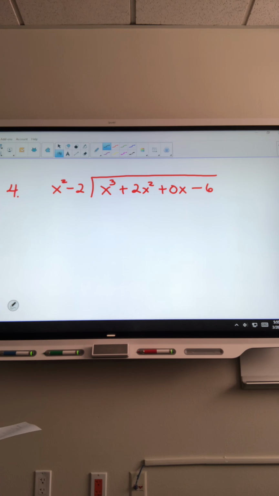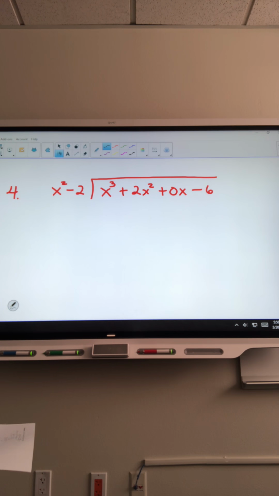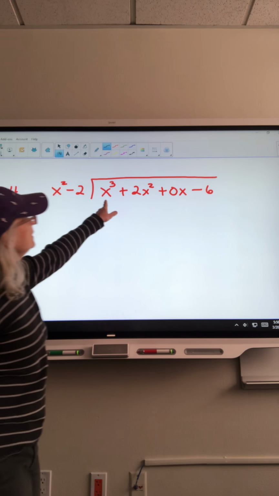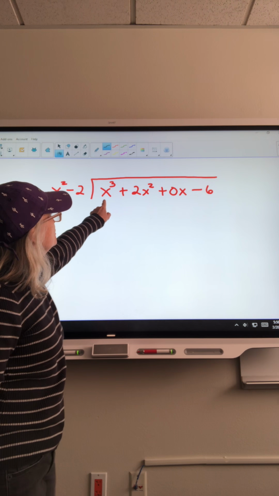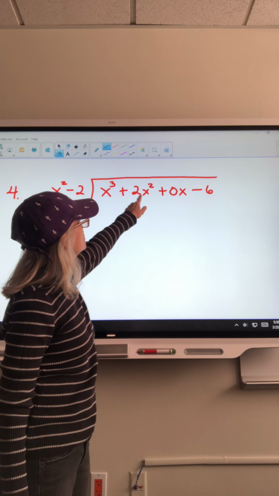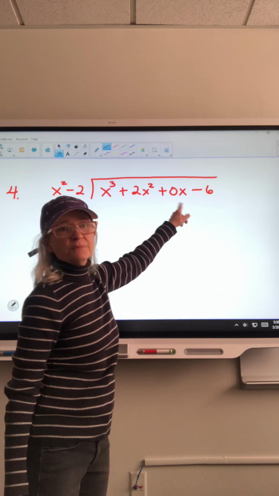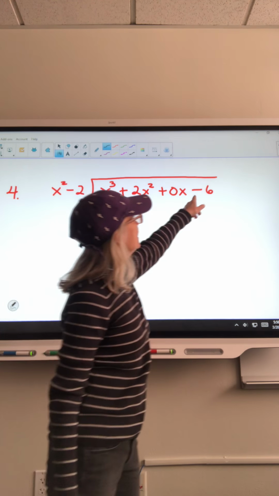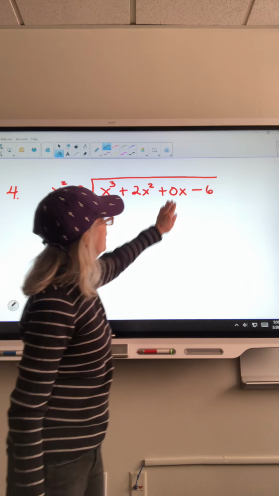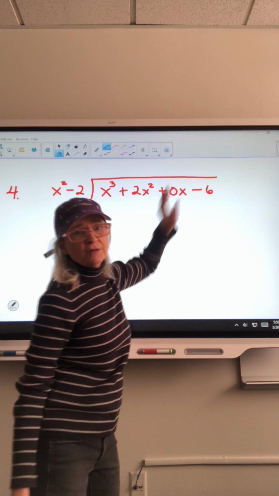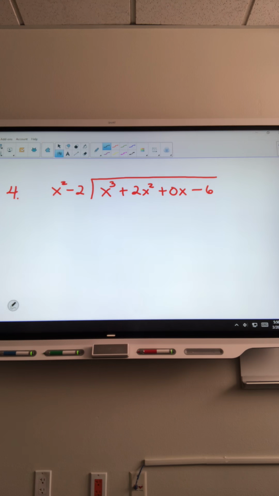The next one. Notice I rewrote this so that in the dividend, we've got x cubed plus 2x squared plus 0x, because that term was missing, and then minus 6. Again, if you want to, you could just leave a space here and not write the 0x, but I kind of just like having something there.